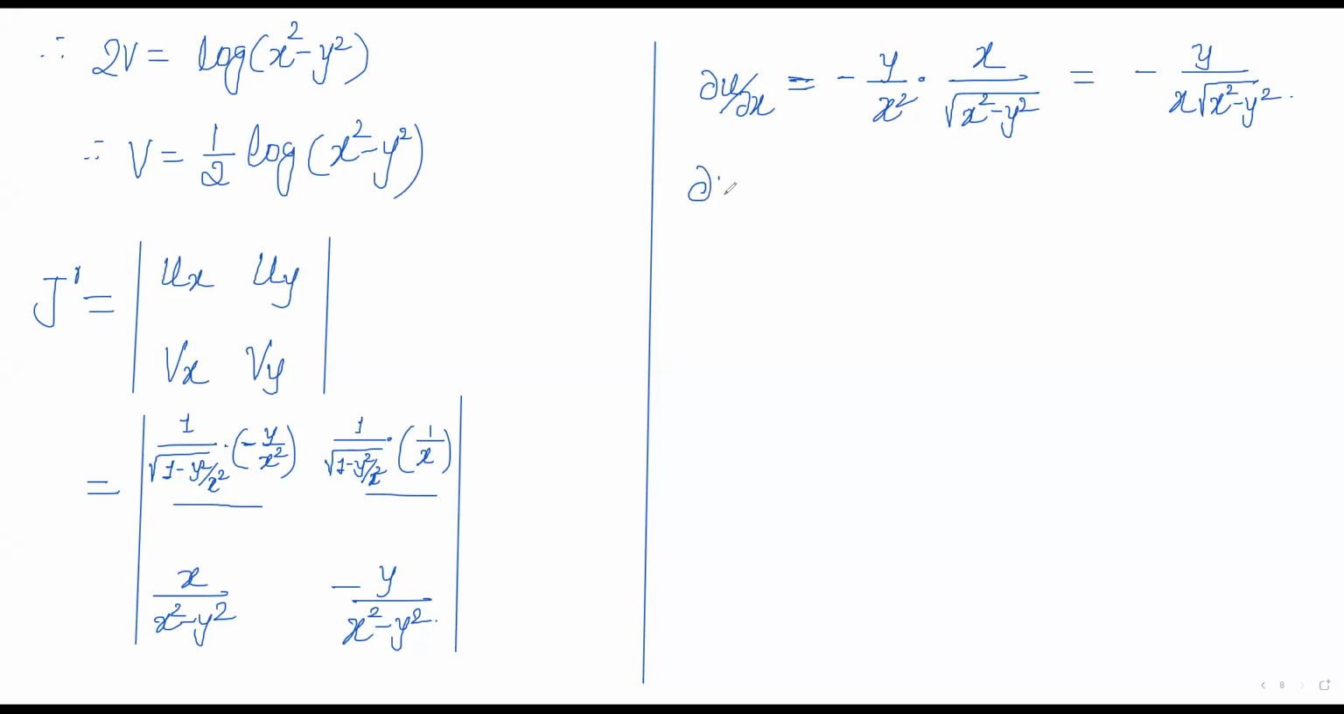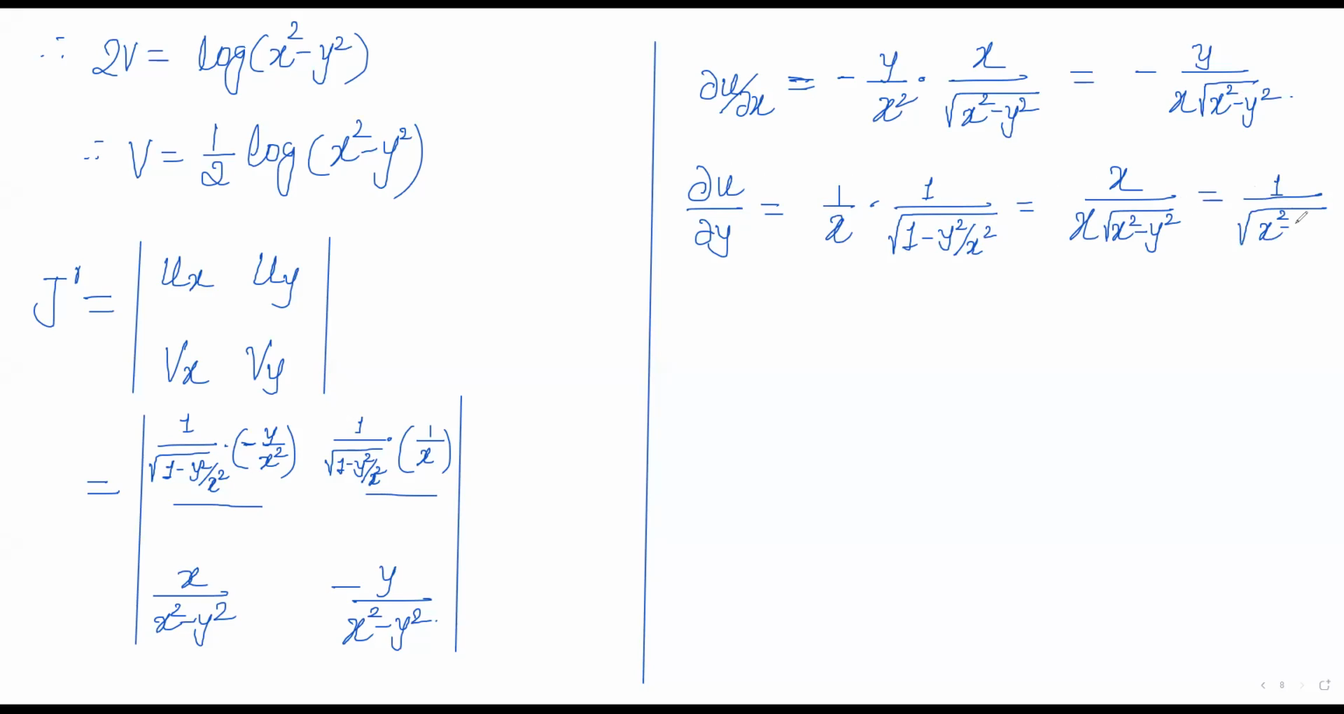त्याच्यानंतर dou u by dou y is equal to 1 upon x into 1 divided by square root of 1 minus y square upon x square, which is equal to x upon x into square root of x square minus y square, which is equal to 1 upon square root of x square minus y square.